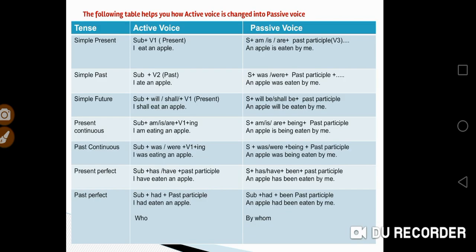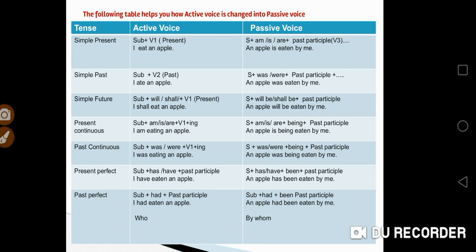Children, here a table is given along with the structure form of the verbs. So you can learn tenses also simultaneously along with the voice. In simple present, the sentence is I eat an apple. In passive, it changes as follows. An apple is eaten by me.